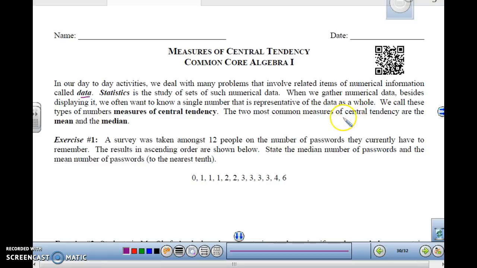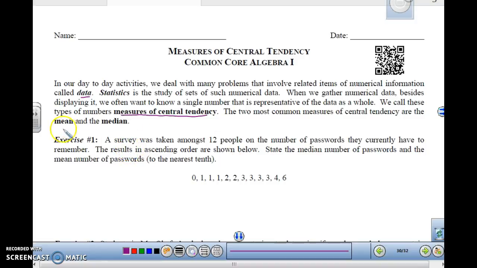So we want to make a conclusion based on our data. We call these types of numbers measures of central tendency. The two most common measures of central tendency are called the mean and the median. So we're trying to use the mean and the median to describe sets of data.